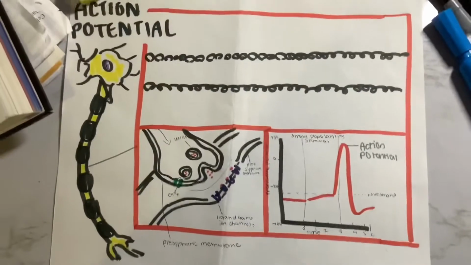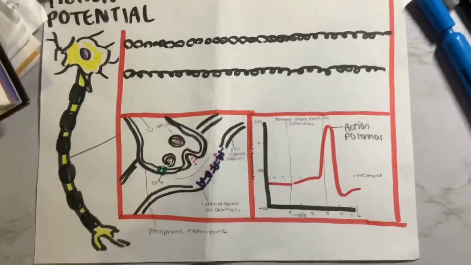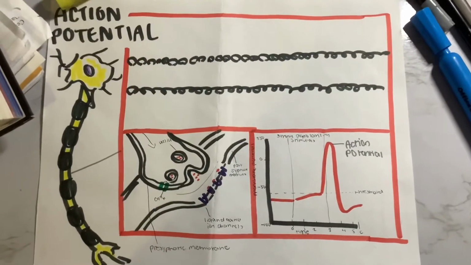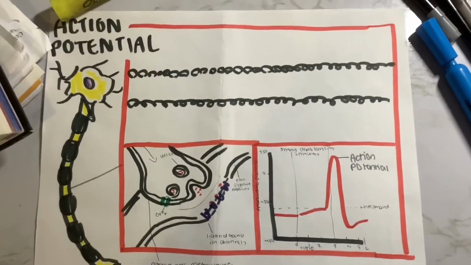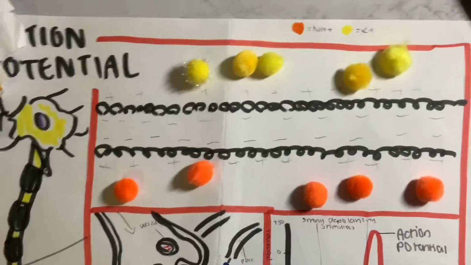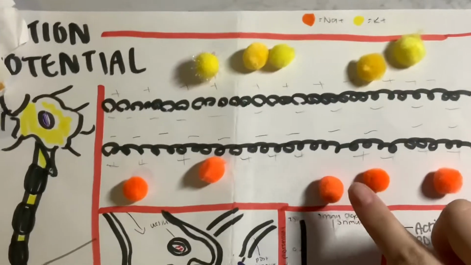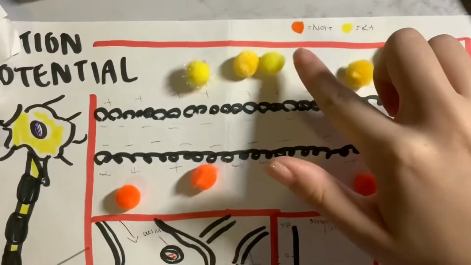Membrane potential can be changed by hyperpolarization or depolarization, but today we'll be focusing on depolarization. Action potential occurs when there's a large change in the membrane voltage caused by depolarization. Beginning with the resting state, sodium ions are concentrated on the outside of the cell, while potassium ions are concentrated on the inside of the cell.